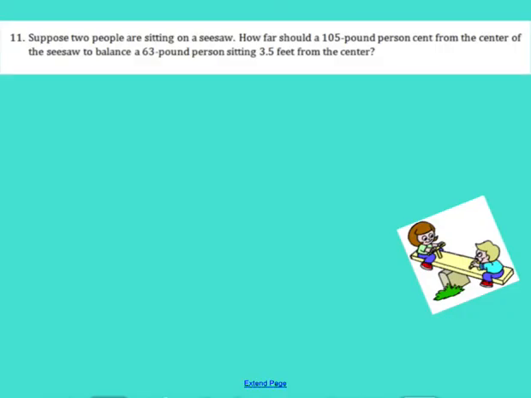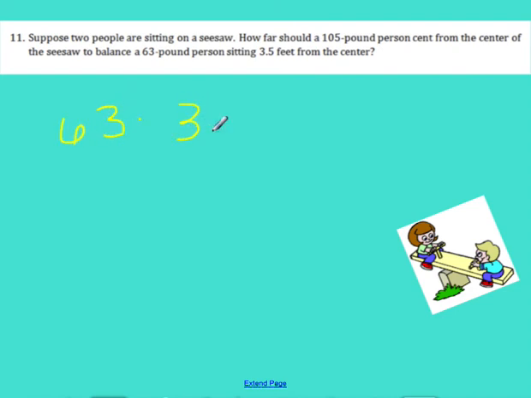Let's do one that's similar. Suppose two people are sitting on a seesaw. How far should a 105-pound person sit? So we don't know how far. That's what we're trying to find. That's not going to help us find our constant. So we want to see how far they should sit to balance a 63-pound person sitting 3.5 feet. That's going to give us our constant.